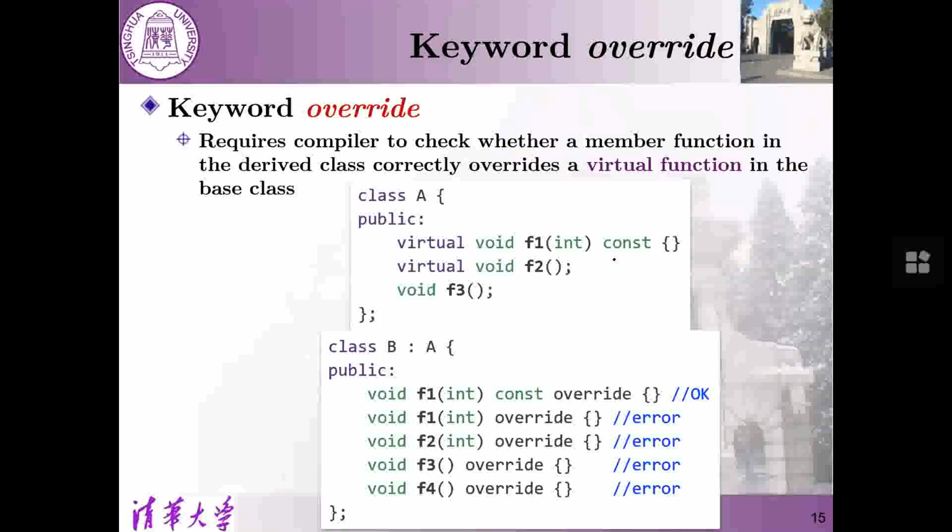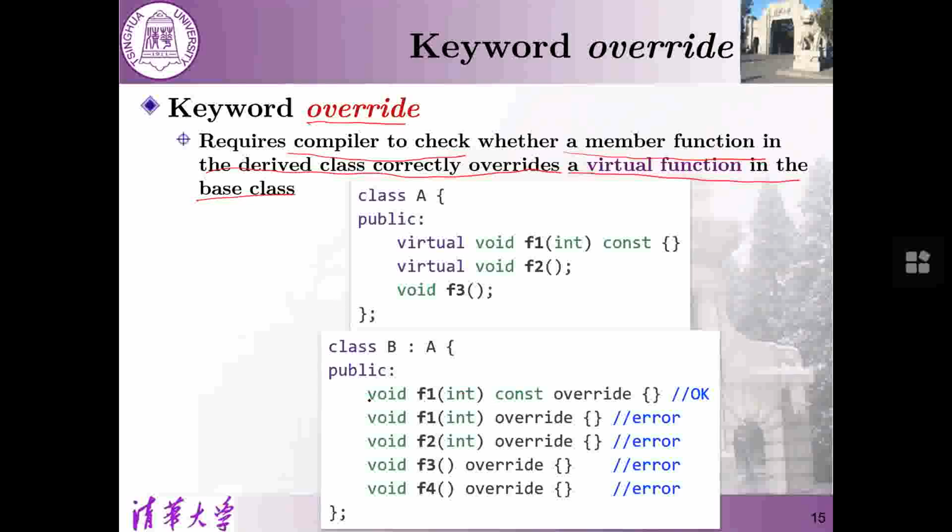Then we will learn more grammars related to this. First one is override. This override keyword requires the compiler to help us check whether a member function in the derived class correctly overrides a virtual function in the base class. This is for us careless programmers to avoid some bugs, right?